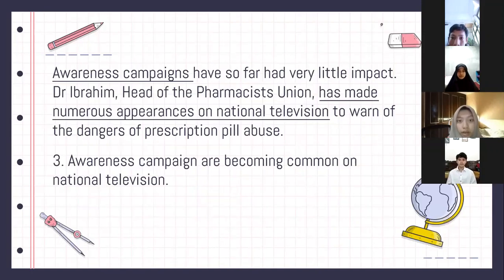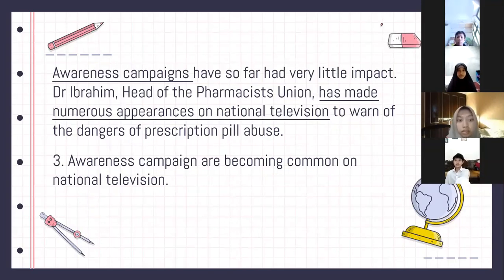Awareness campaigns have so far had very little impact. Dr. Ibrahim, head of the Pharmacists Union, has made numerous appearances on national television to warn of the danger of prescription pill abuse. The statement is, awareness campaigns are becoming common on national television. Let's take a look at the text. It said that awareness campaigns have made numerous appearances on national television, but the statement said that awareness campaigns are becoming common on national television.